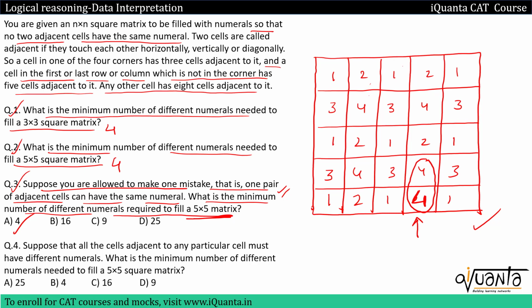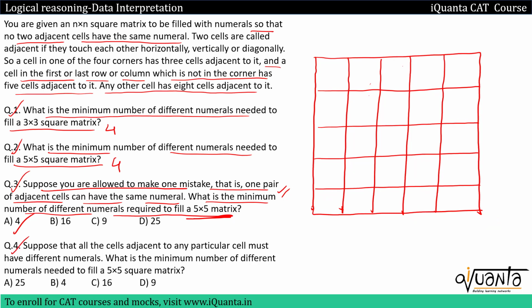You can alter other cells as well. If you want to alter this 1 over here, you can make it 3, and then you will see that yes, there is only one adjacent pair of cells having the same numeral, 3 3, and still by using 4 numerals you can fill this matrix. So the answer would be 4 over here.